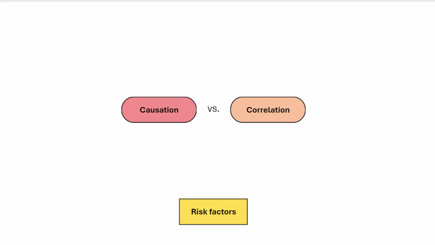Namely, there are two bigger concepts here. First of all, let's look at what causation and correlation are, and then we're going to look at what risk factors are, looking at examples of risk factors and the non-communicable diseases that are correlated or potentially caused by exposure to these risk factors. So first of all, let's look at causation and correlation.